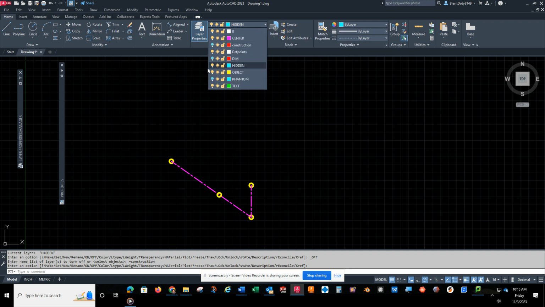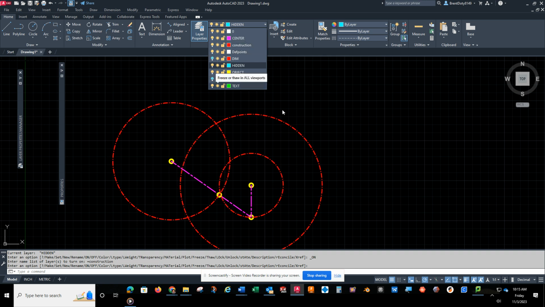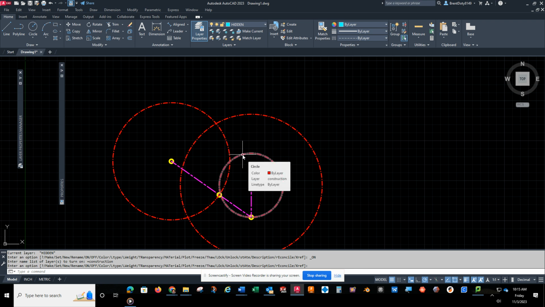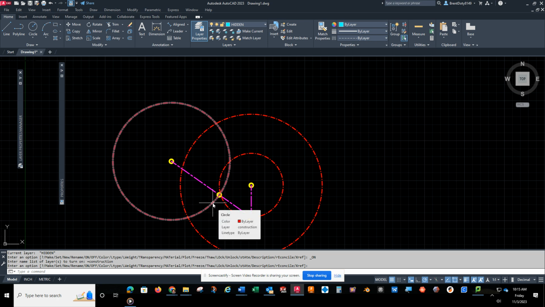So we're going to go with, well, we'll turn on our construction layer. So here's some circles, and it makes it a little busy, but let's explain why I'm doing what I'm doing. Basically, this guy right here can only move in this circle right here, this one that's highlighted, okay? And this point right here, it can only rotate in this circle.